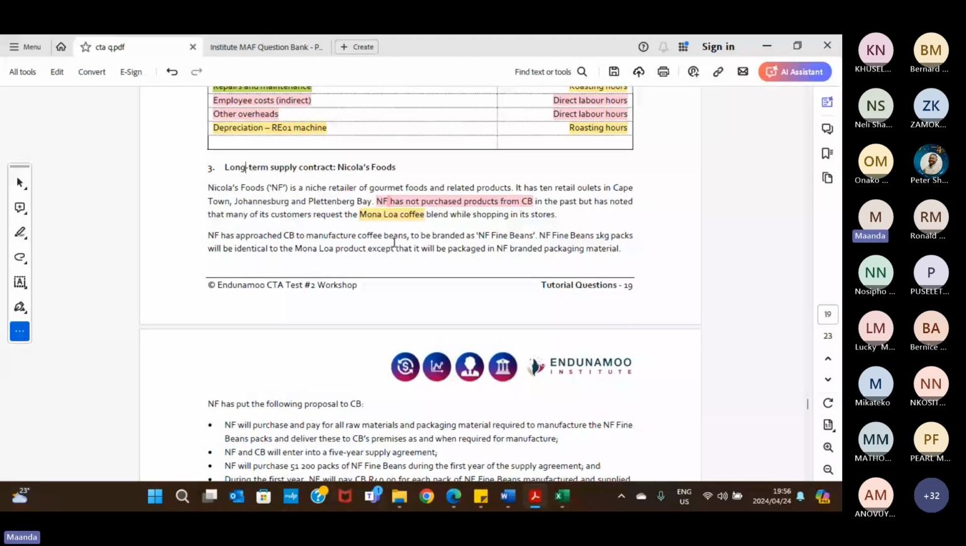Oh, okay. So NF is coming to us. We already manufacture our own things, right? So these people are coming to us. They're saying they want us to manufacture coffee beans. We already manufacture coffee beans.